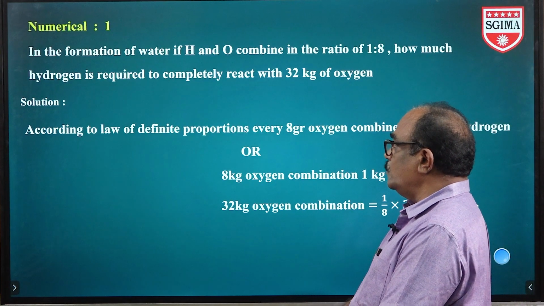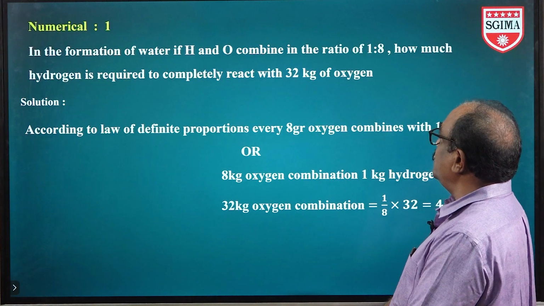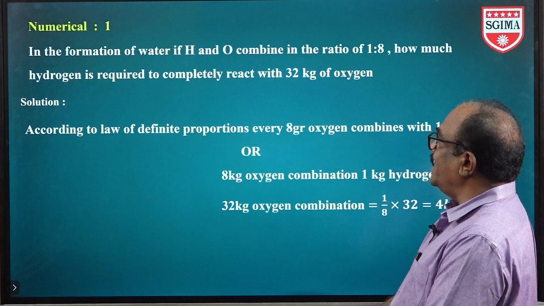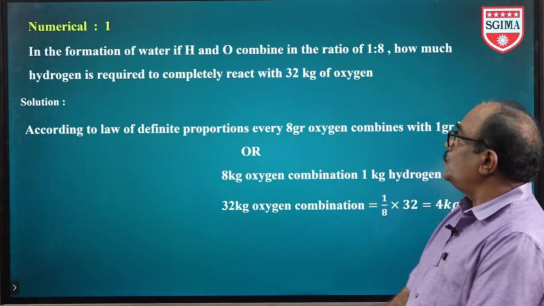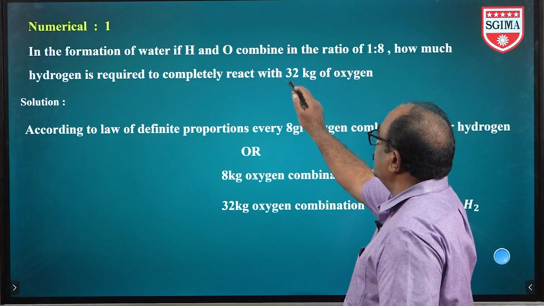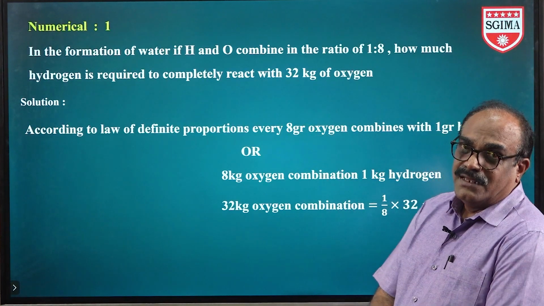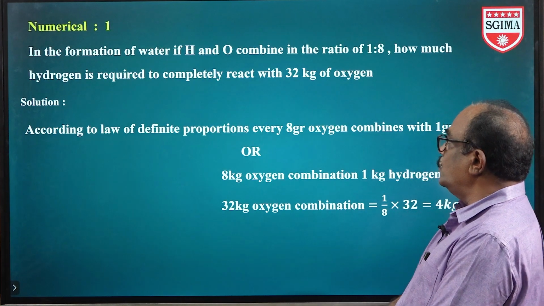Now let us come to a numerical. In the formation of water, hydrogen and oxygen combine in the ratio of 1:8. How much hydrogen is required to completely react with 32 kilograms of oxygen? Please verify, this is given as kilograms of oxygen. The ratio is given in gram scale and the answer he is asking is in kilogram scale.